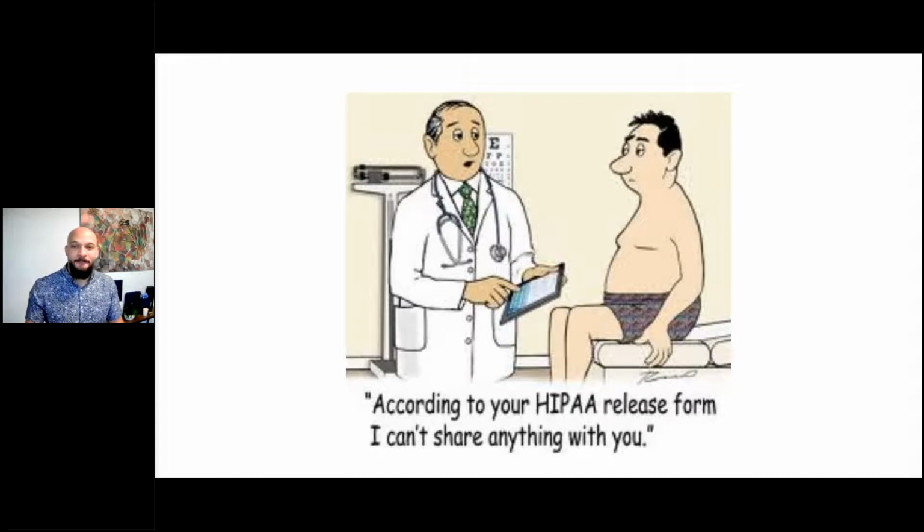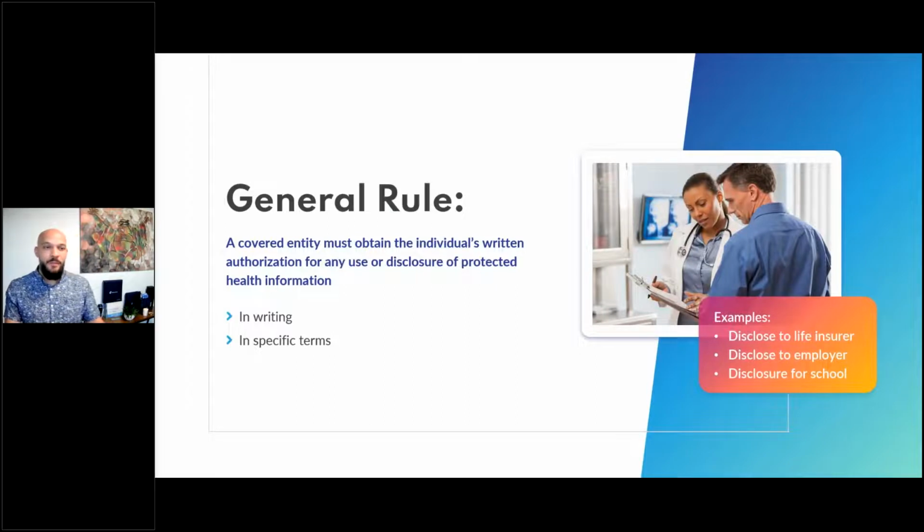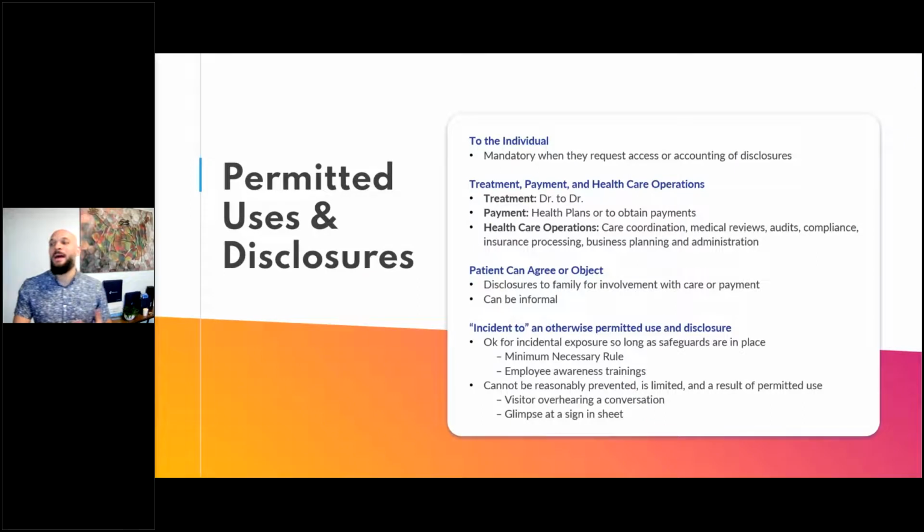So what can we share and what can't we share when we're so busy focusing on protecting this PHI? I would say, for example, just in general, a covered entity, which is you, must obtain the individual's written authorization for any use or disclosure of protected information. So written means it needs to be in writing and it needs to be very specific of what information we're going to actually share or disclose to another person. This slide is very important, so I'll leave it up as I talk.